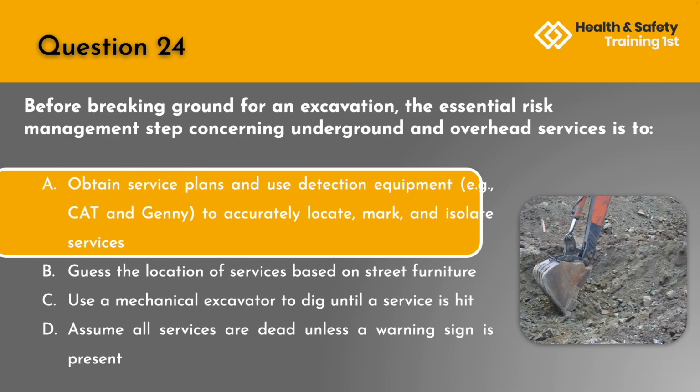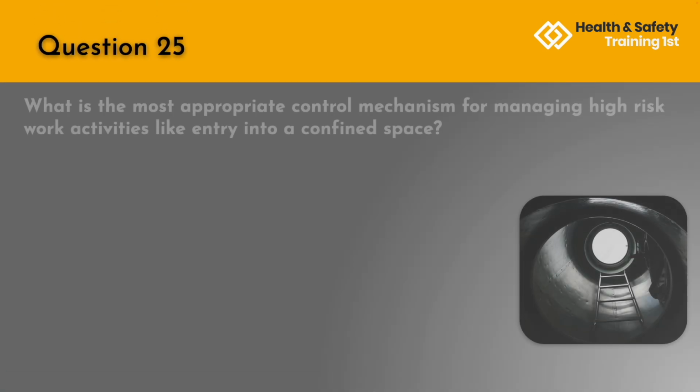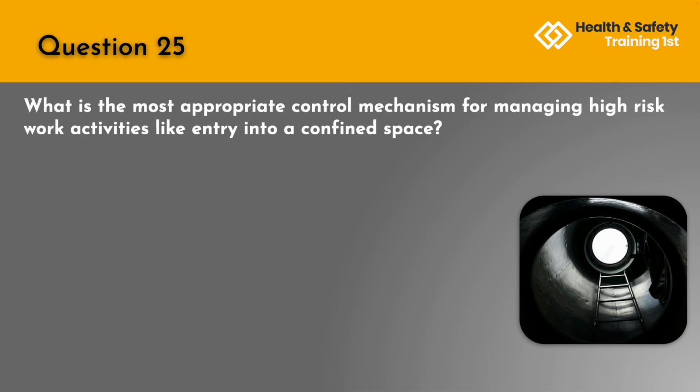The correct answer is A. Obtain service plans and use detection equipment to accurately locate, mark and isolate services. Question 25. What is the most appropriate control mechanism for managing high-risk work activities like entry into a confined space?